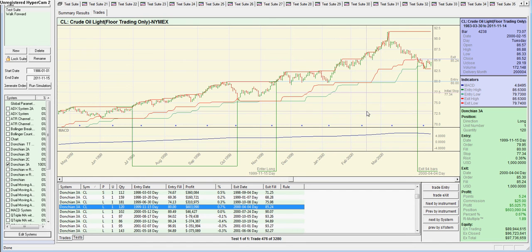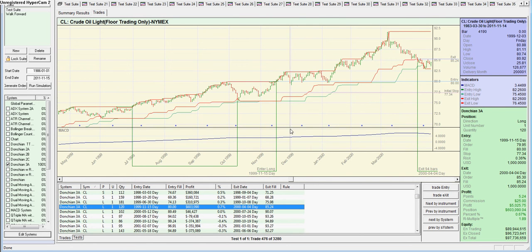And we can see we held this position all the way through till April 4th, 2000. On November 15th, we bought on a 44-day high, and we held until we hit a 28-day low down here on April 4th.